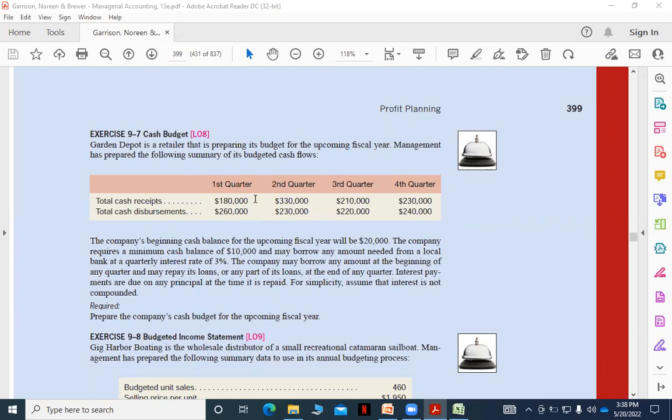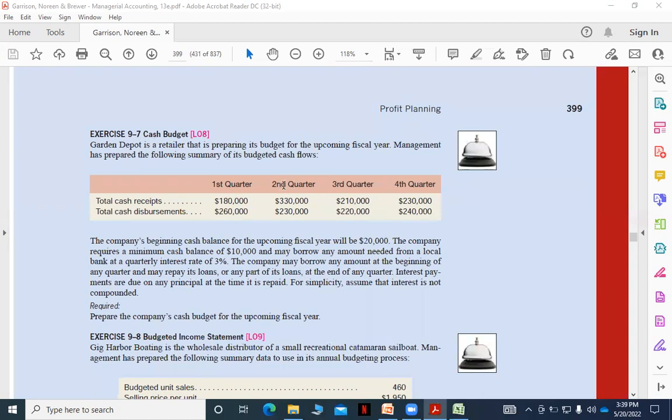Here you see first quarter, second quarter, third quarter, fourth quarter is given in your question. Here total cash receipt is given for all the quarters, and total cash disbursement is given for all the quarters also. Now see, the company's beginning cash balance for the upcoming fiscal year will be 20,000. So when you start with the first quarter, your beginning cash balance will be 20,000.